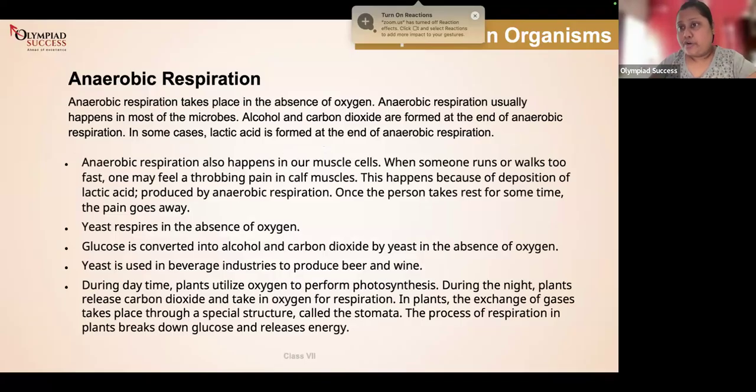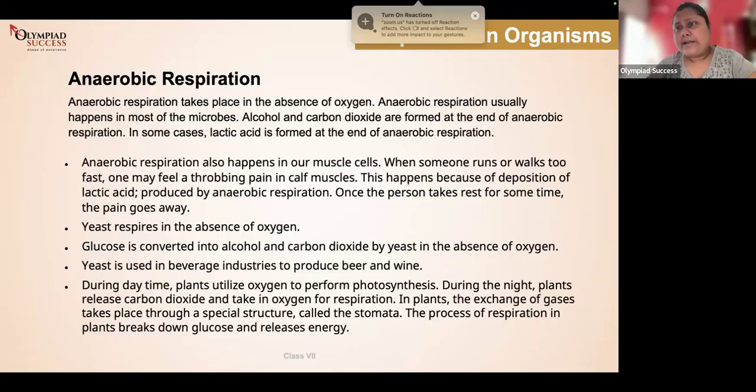An means devoid of. So when respiration takes place without oxygen. When oxygen is absent in the medium and still the food is broken down, that kind of respiration is known as anaerobic respiration. Now, this kind of respiration is very common in case of bacteria.